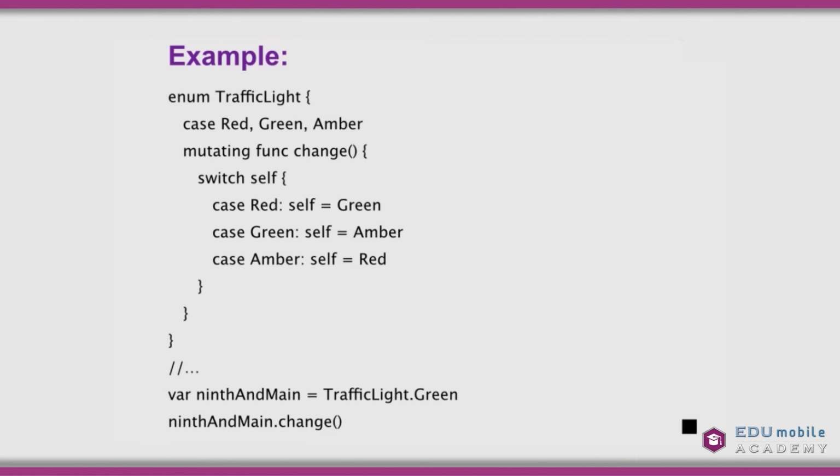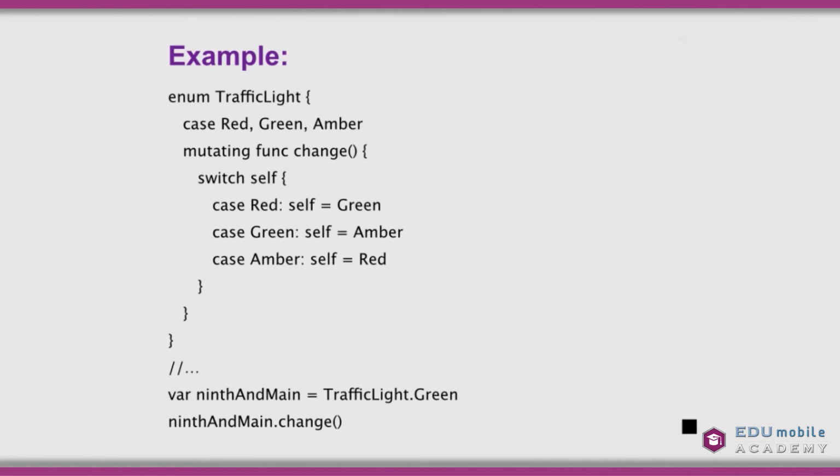We're going to switch on self. If self is red, self equal green. In other words, when a stoplight is red, the next state will be green. When the stoplight is green, the next state will be amber. And when the stoplight is amber, the next state will be red. That's all we're doing. What we've done here is define an enumeration that has three states and knows how to go from one state to another. In other words, it's deterministic and it's reversible. It's a good physical traffic light.